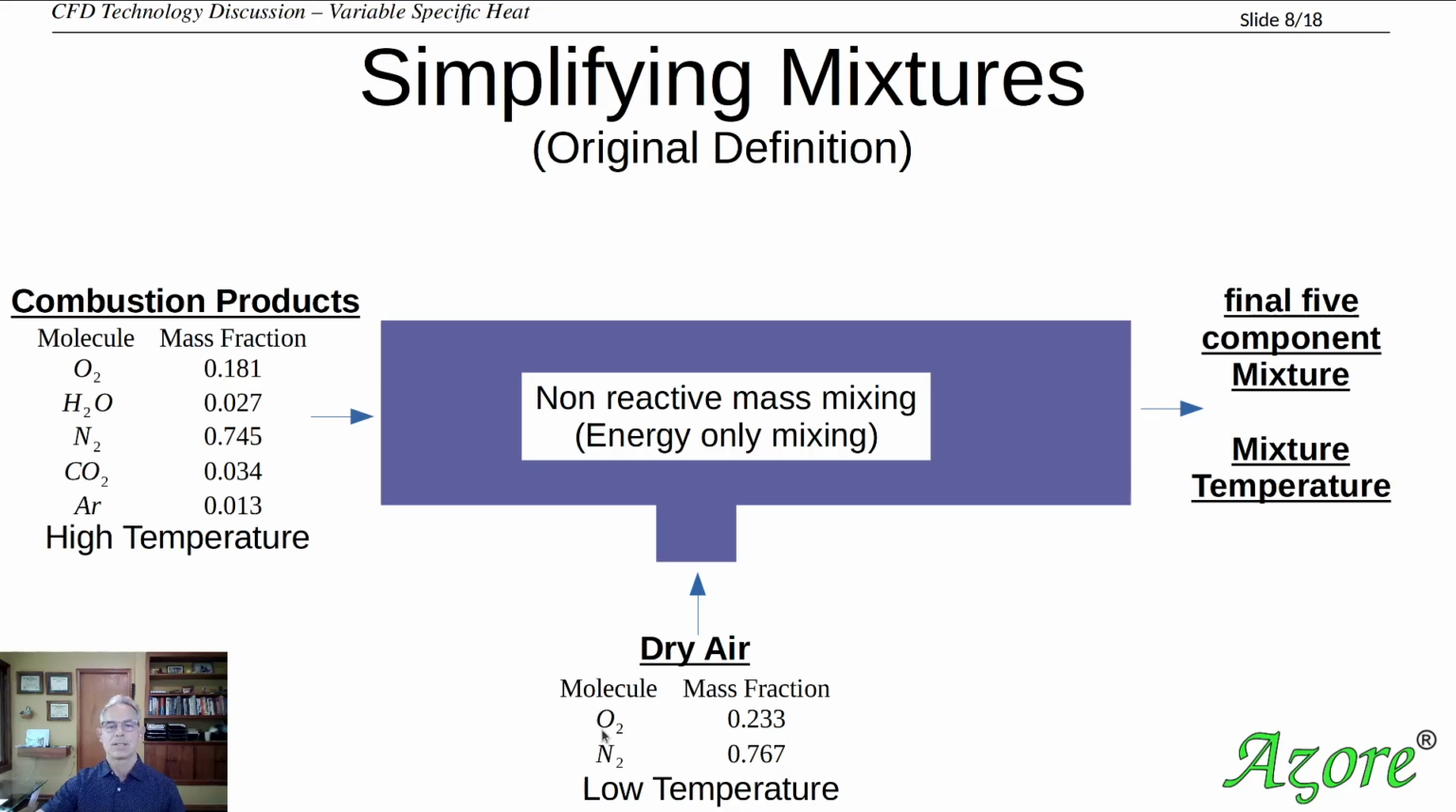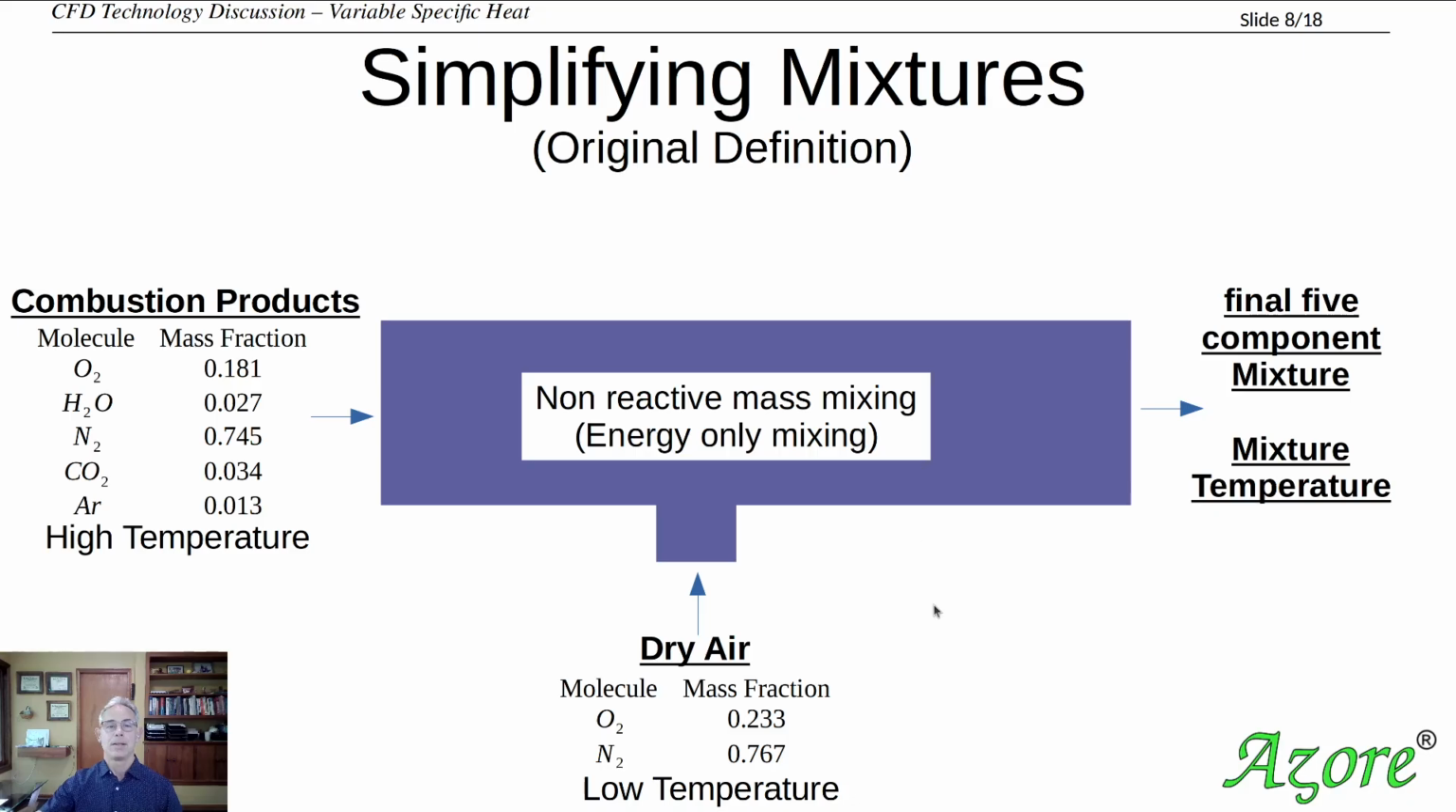Just for this example, I'm going to assume that the dry air is just O2 and N2. And we're going to assume there are no reactions taking place in here. It's just energy mixing, and we want to see how the temperature changes and what the mixed temperature is. If we wanted to do that precisely, we would have 1, 2, 3, 4, 5 components to accommodate. We would probably have to solve 4 transport fields for each one of these individual components, using a CP for each one.